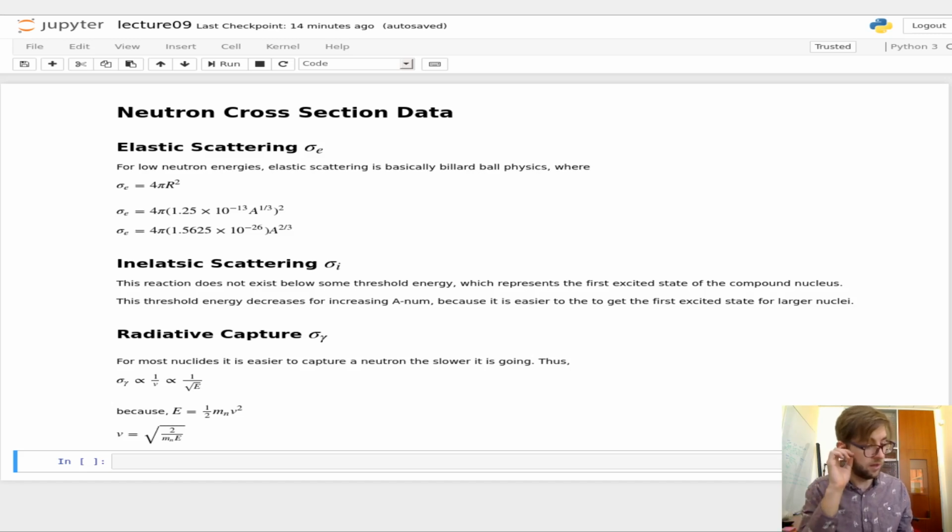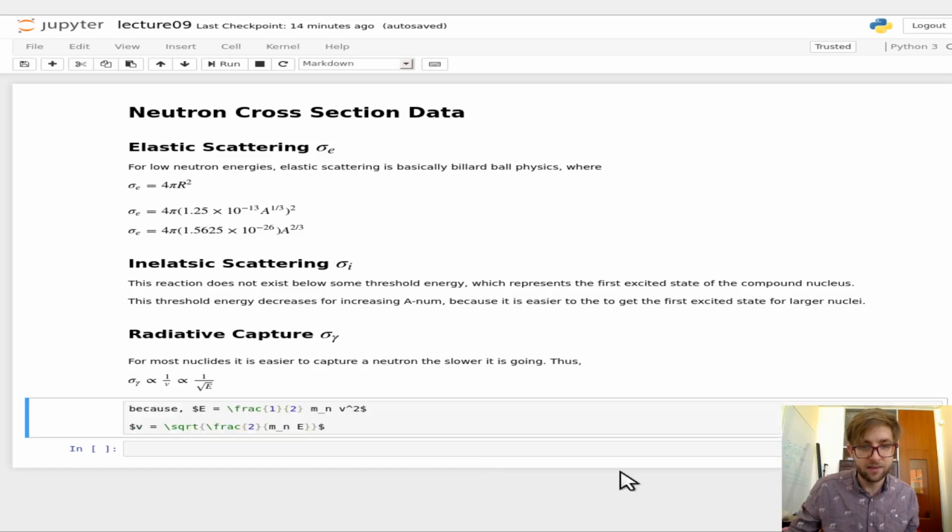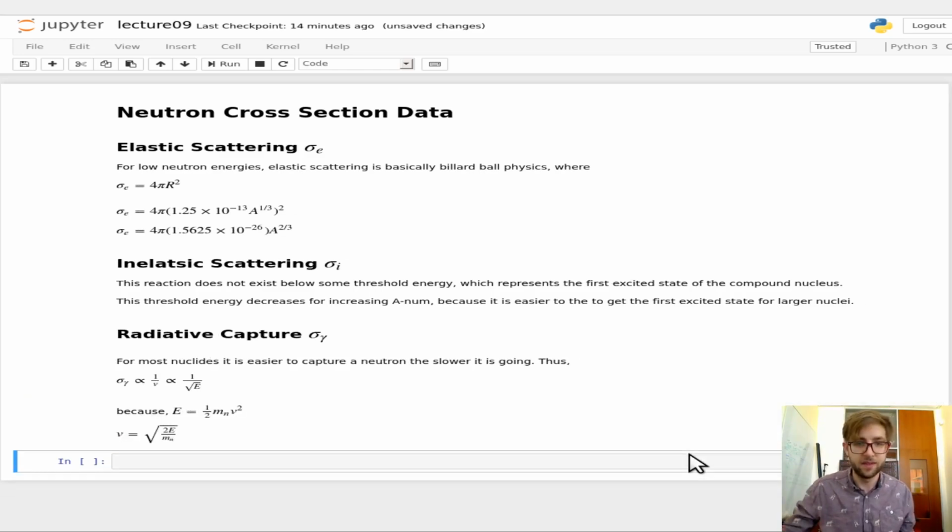Did I do that right? Oh, nope, sorry, this is wrong. The units of that would never work out. It's 2E over m, the mass of the neutron, squared. For examples of this, you can look at uranium-238 and gold-197.